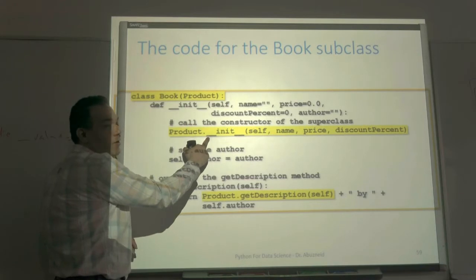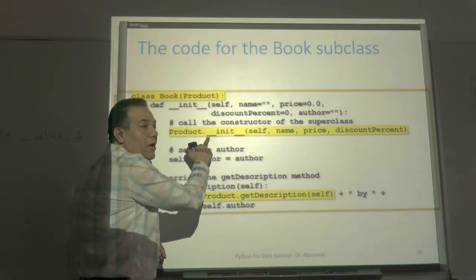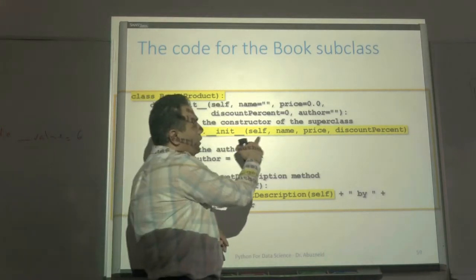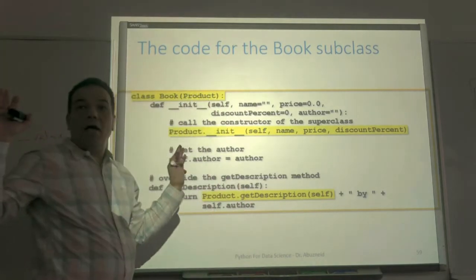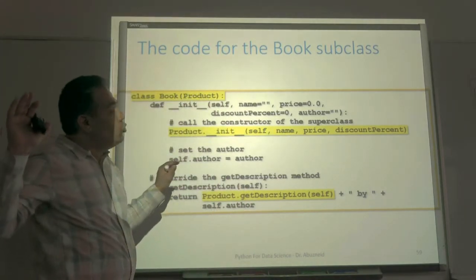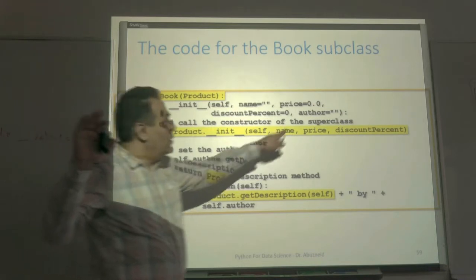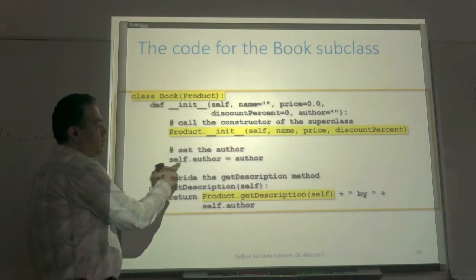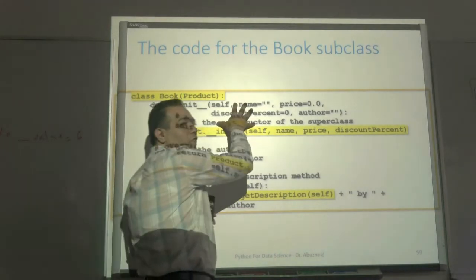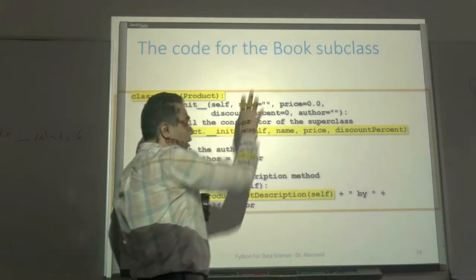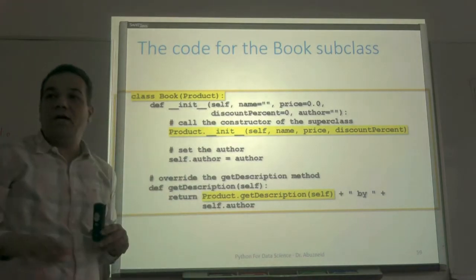I'm calling what in here? The constructor of the parent class. Self, name, price, discount. So now I'm calling it from the parent. Which one is missing? The author. Very good: self.author equals author. So I initialize the first 3 from where? The extra one, the new one, I got it from where?